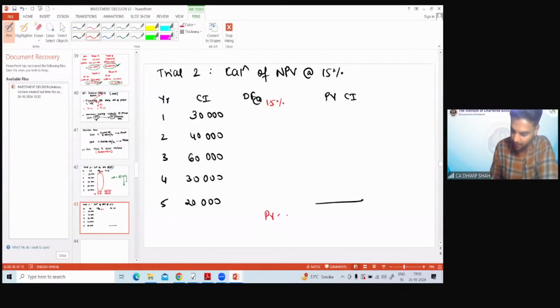My PVCI comes to, at discounting rate of 15%: 30,000 divided by 1.15, plus 40,000 divided by 1.15 two times, plus 60,000 divided by 1.15 three times, plus 30,000 divided by 1.15 four times, plus 20,000 divided by 1.15 five times, equals 122,879.81.